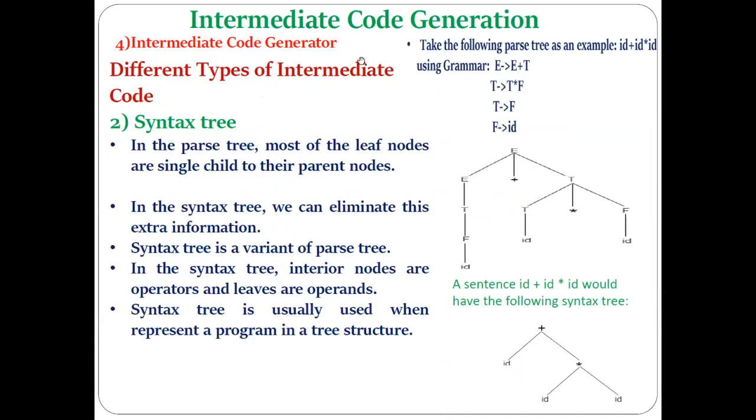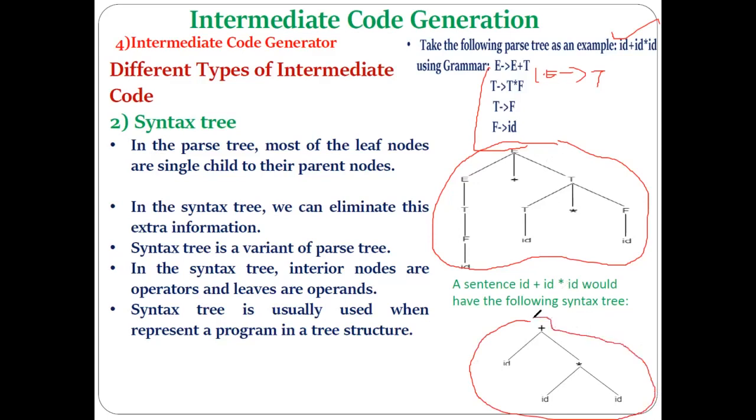Then you will understand what exactly the difference is. Now for this same expression and this grammar, one simple change: E derives T, I also write. Now this is the parse tree generated for the given expression and the grammar. If you try to draw the syntax tree for this, we can have this kind of syntax tree for the same grammar and the given expression: id plus id into id. Understood?